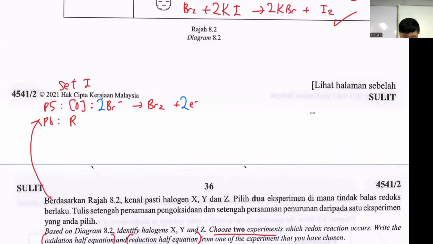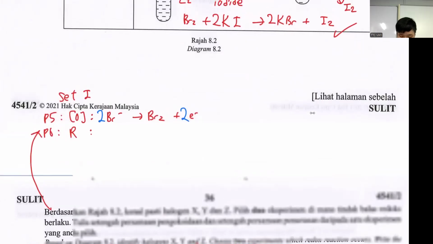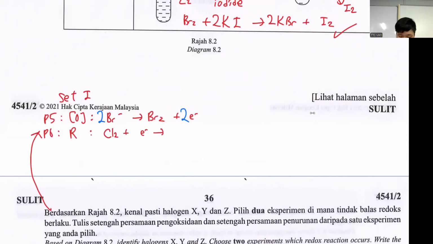Then for reduction, chlorine at 0 decreases its oxidation number to -1. This is a decrease in oxidation number, so this one undergoes reduction. Cl2 receives electrons to become Cl minus. Balance: multiply 2 and multiply 2.